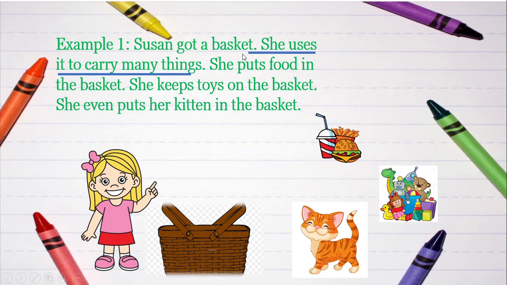What are the details? That she puts food in the basket. She puts toys. Is this the main idea, do you think? No, these are the details. She puts food, she keeps the toys, and she puts her kitten in the basket. What's the main idea? That she uses it to put all these things. So I say, what is the main idea? She uses the basket to carry many things. This is the main idea.